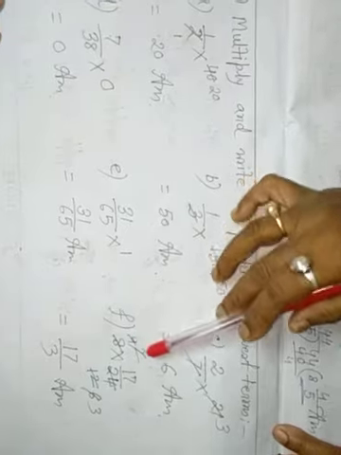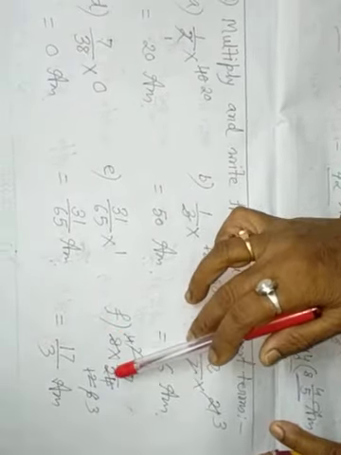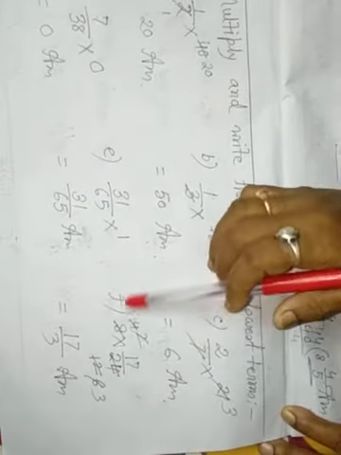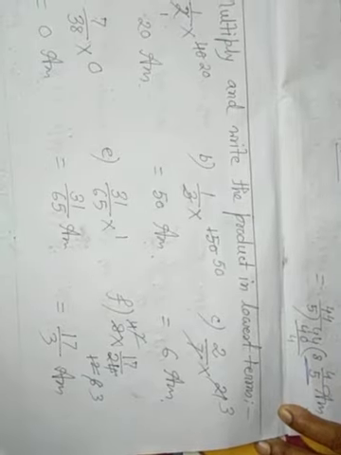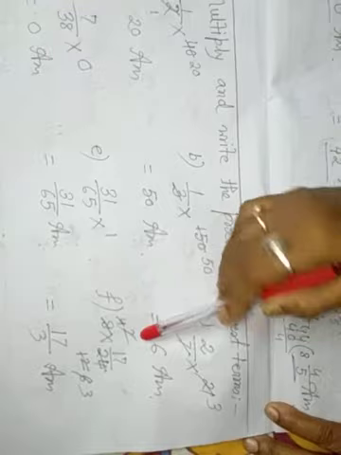F, 8 into 17 by 24. But I divide it step by step. 4 twos are 8, 12 twos are 24, 2 twos are 4, 2 sixes are 12, 2 threes are 6. So 17 by 3. Okay.